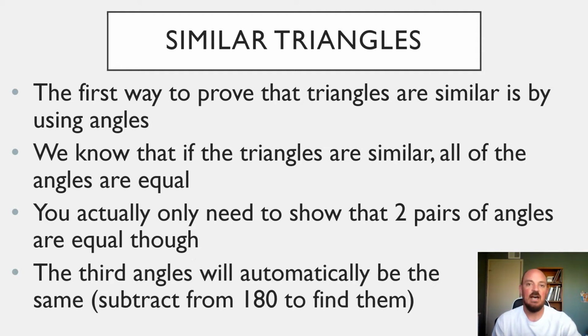And the reason for that is that if two angles of 2 triangles are the same, the third one will automatically also be equal because you have to subtract from 180 to find them. So I mean, if you just think about it for a second, if you got 2 triangles and these two angles of each one are the same, and you add those both up and you subtract from 180 to find the third angle, it's going to be exactly the same.